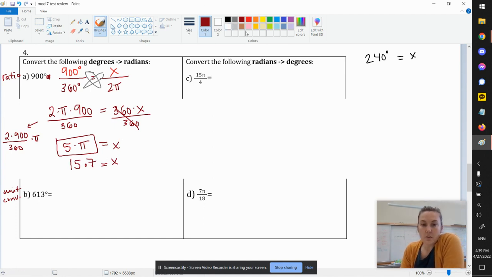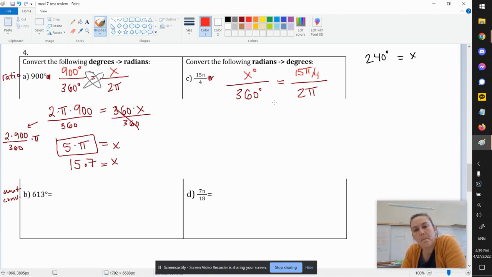And then if we want to convert the other way, our ratio is still 360 on the bottom, 2 pi on the bottom. But now if we know the radians, that's fine. We put the radians here, we put an x here, and then we still cross multiply.